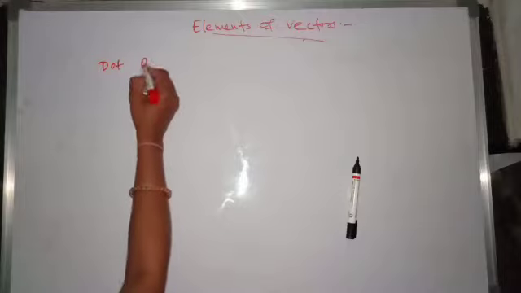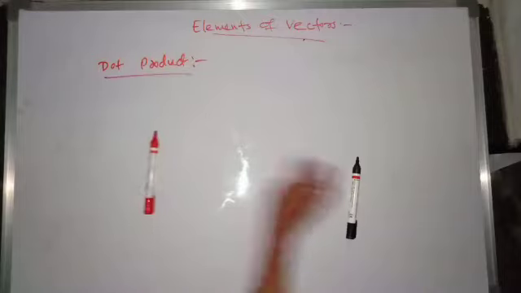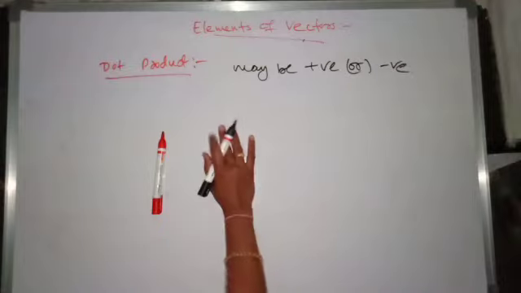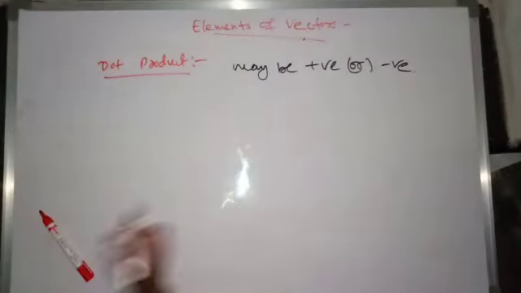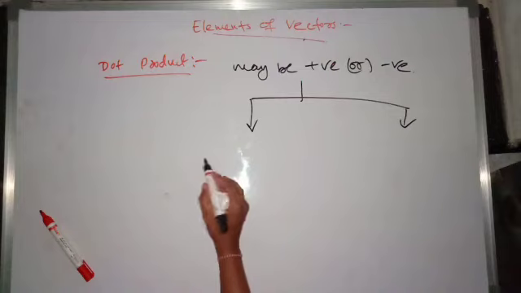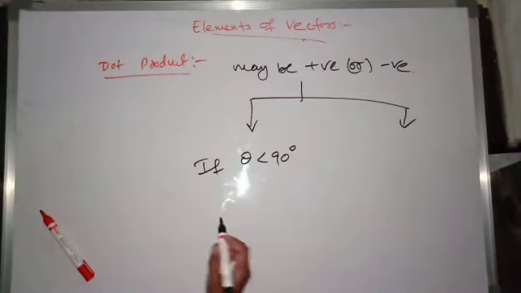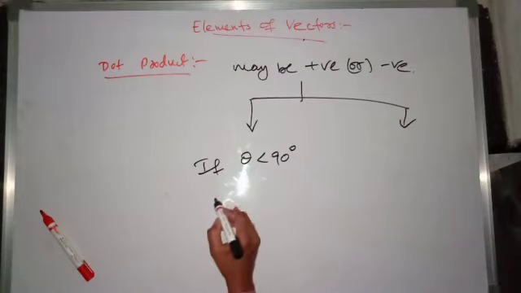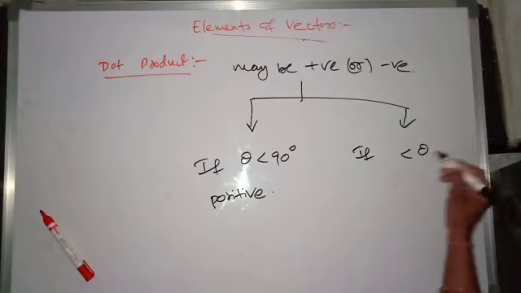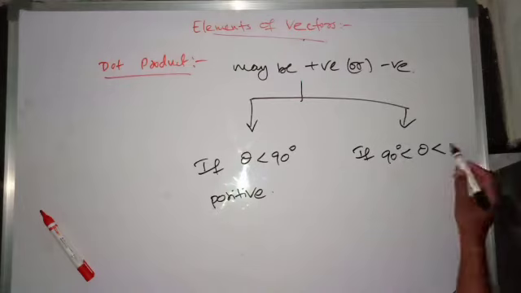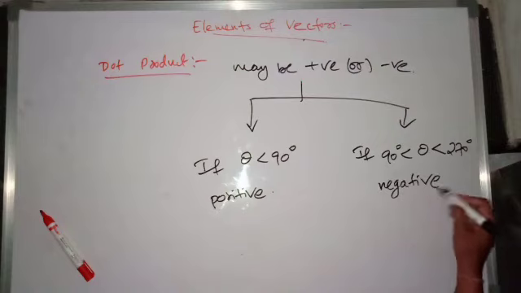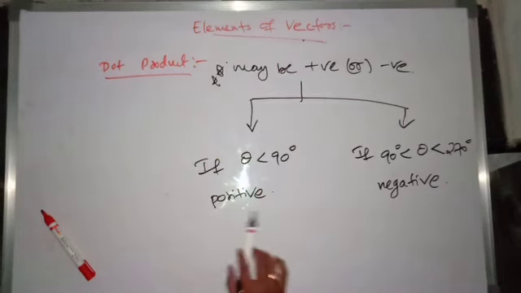And this dot product, or scalar product, may be positive or negative. The dot product between two vectors may be positive or negative. When is it positive, and when is it negative? Let's see. If theta is less than 90 degrees, then the dot product will be positive. And if theta lies between 90 degrees and 270 degrees, then the dot product of two vectors will be negative. Just remember all these points, very important for your examination.